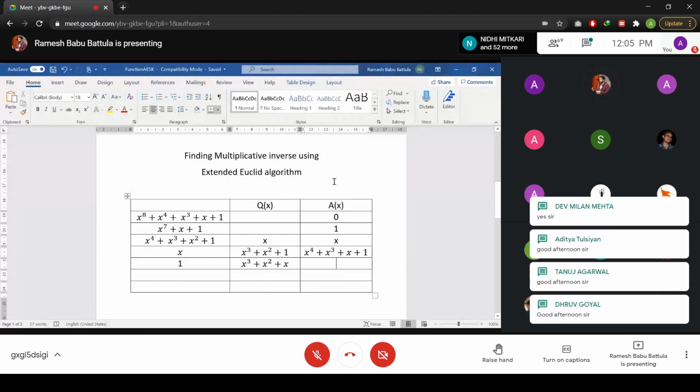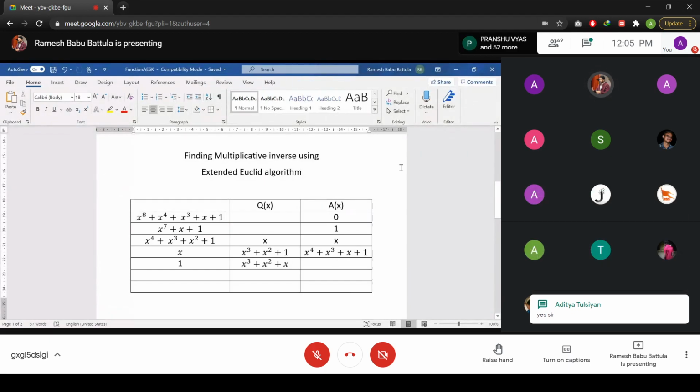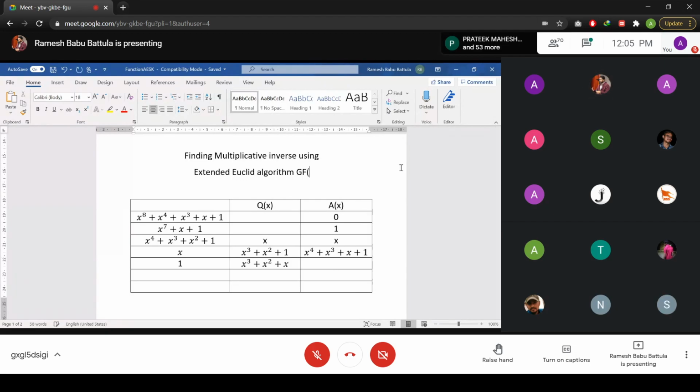Okay, just check how to find the multiplicative inverse value in Galois field 2 to the power 8. This we call GF(2^8).